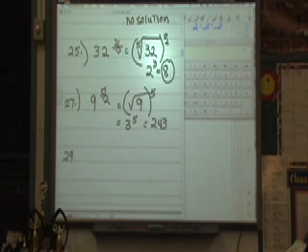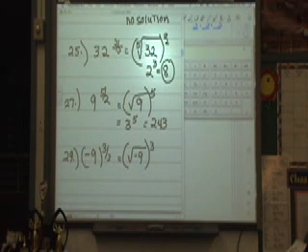Number 29, negative 9 to the 3/2 power. So we have the square root of negative 9 taken to the 3rd power. That is an even root of a negative number, no solution. Can't be done.